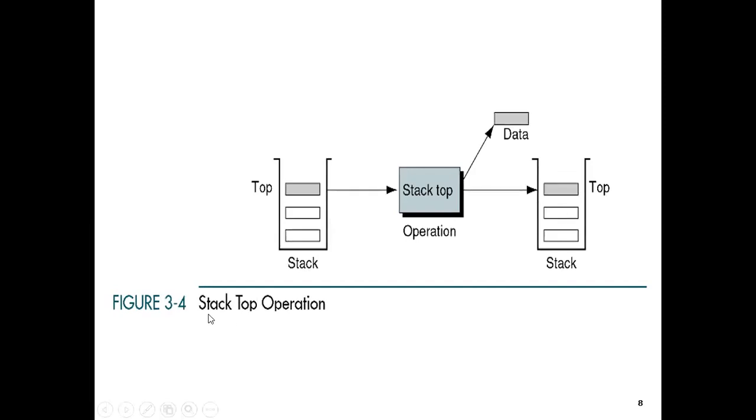Next is stack top operation. Stack top operation will return the data value of the topmost element in the stack. There will be no parameter to pass to this function. It will check whether the stack is empty or not. If the stack is empty, it won't return any value. Otherwise, it will return the top element value.